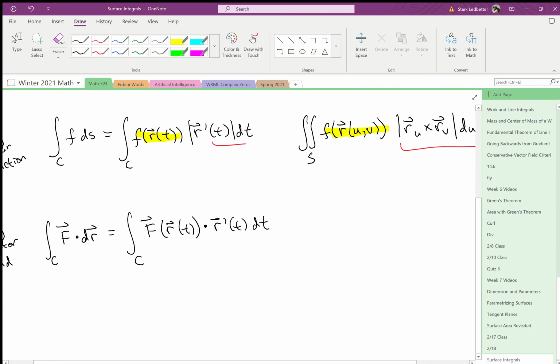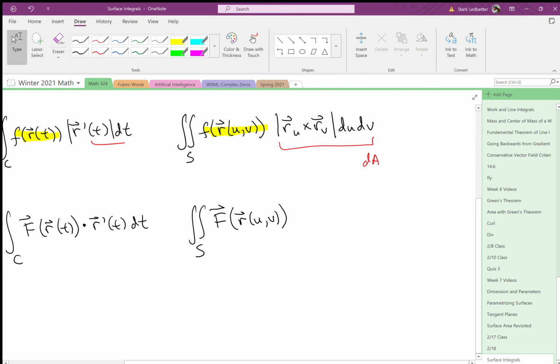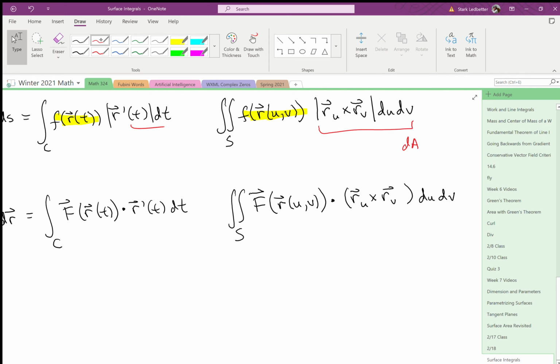Okay, we can do the same thing over a surface. We can integrate over the surface, and then we're going to have big F. We plug in the parameterized surface, but F is now a larger vector field, and then we're going to dot it with the cross product, which is a vector, and then integrate over u and v. And the difference here is that the curve is parameterized with one variable t, and the surface is parameterized with two variables, u and v.